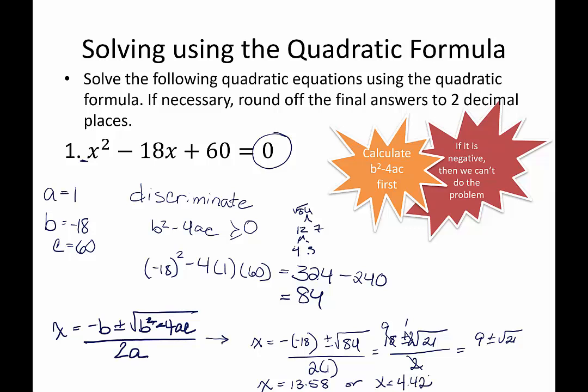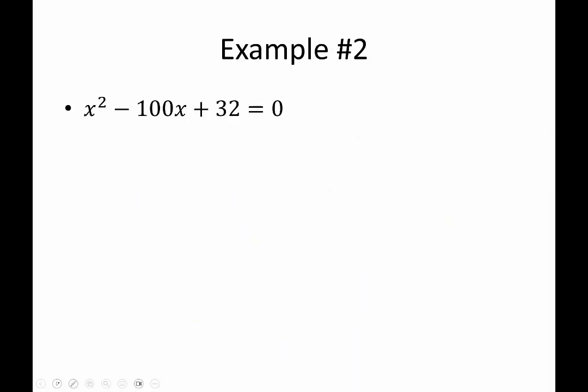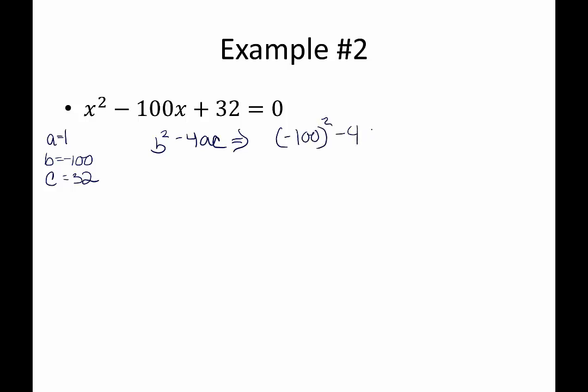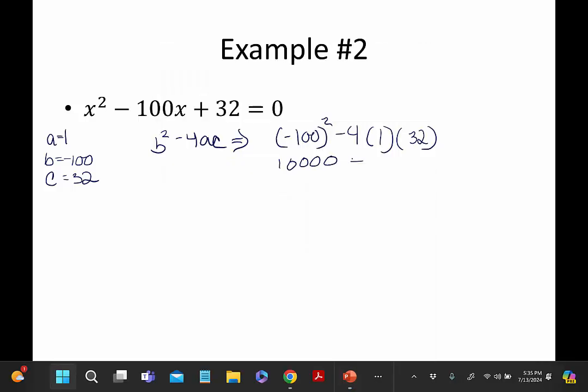Okay? Now let's look at the next example. We've got a equaling 1, b equals negative 100, c equals 32. So b squared is negative 100 squared minus 4 times a times 32. This is 10,000? Yeah, 10,000 minus whatever 32 times 4 is.